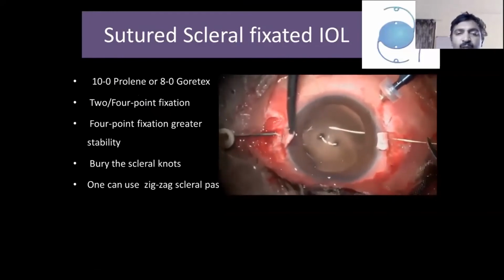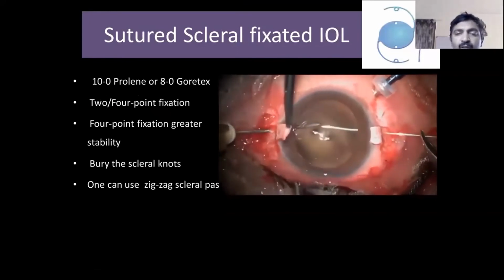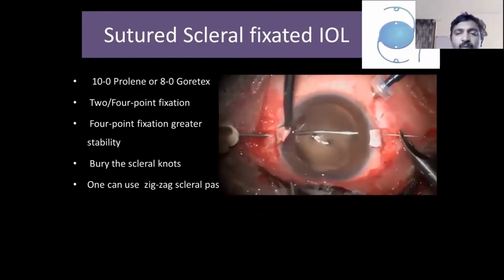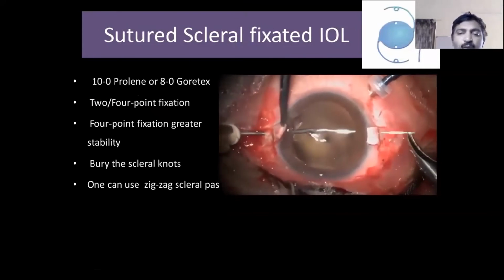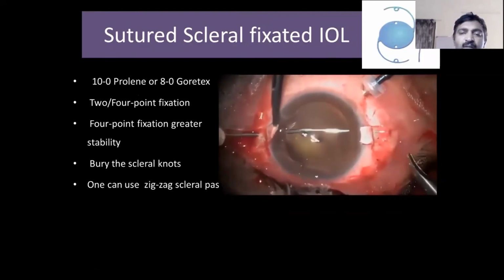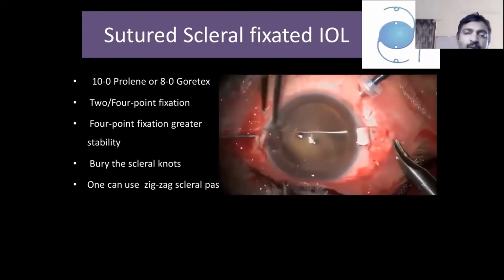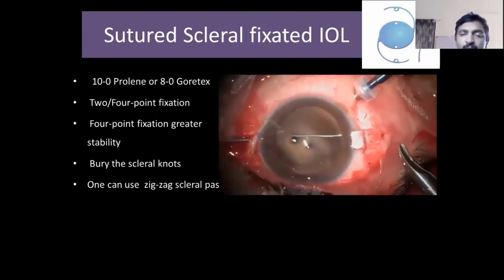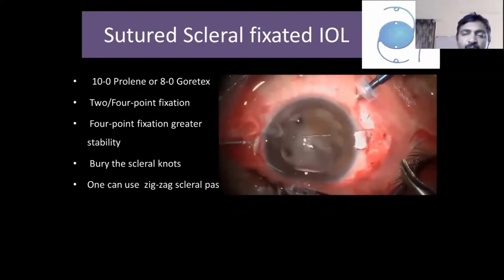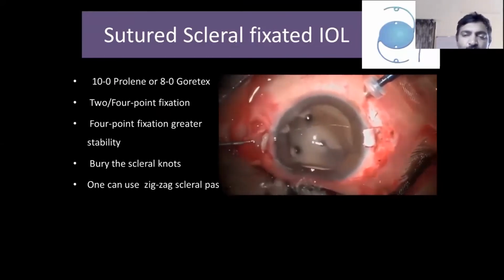4-point fixation gives better stability, but make sure that you bury the scleral knots, or the knot should be under cover of the scleral flap to prevent suture exposure or erosion and chances of infection. Here the scleral flaps are being made, and the 10-0 Prolene is passed across after passing it through the 26-gauge needle. This maneuver has to be repeated twice.